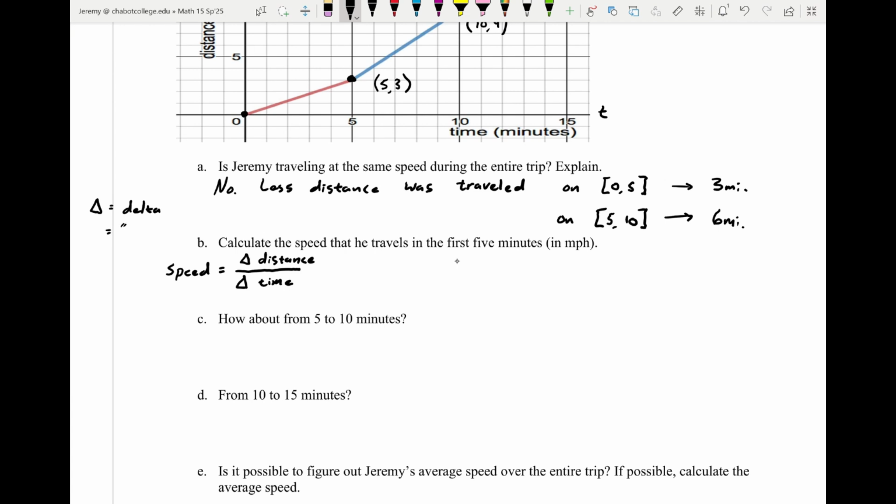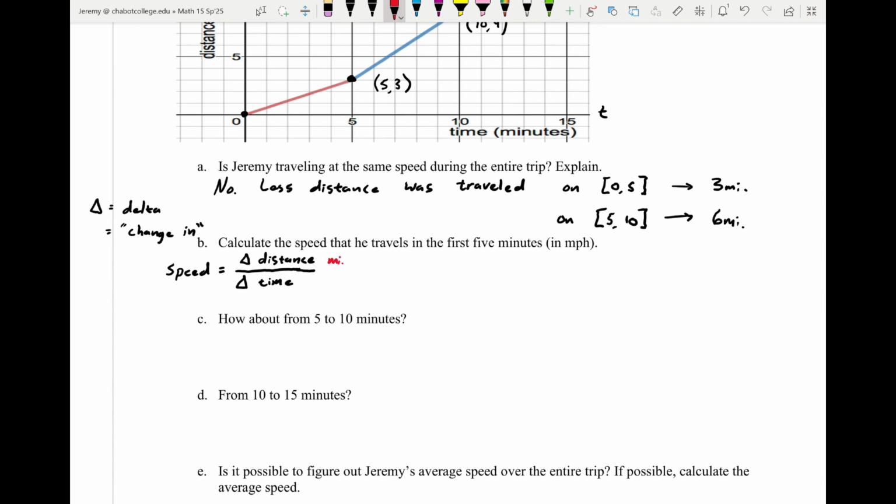And in math and in science, and you'll see this in physics and engineering, it means change in. Okay, so we'll be using that quite a bit throughout this entire course, really, from now on. Okay, so change in distance over change in time.